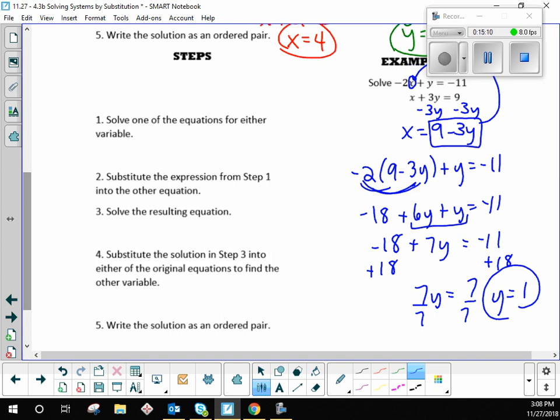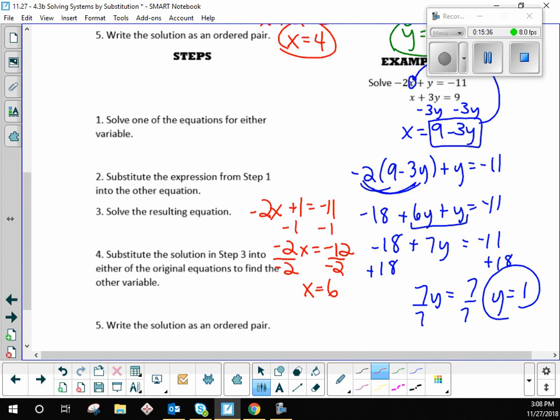So I take that 1 and I plug it into which of those other equations? First one? Does it have to be the first one? Nope, it can be either one. So we'll do the first one. So going back to the first one, I've got negative 2x plus y, which we now know is 1, equals negative 11. Subtract 1 from both sides. Negative 2x equals negative 12, divide by negative 2.